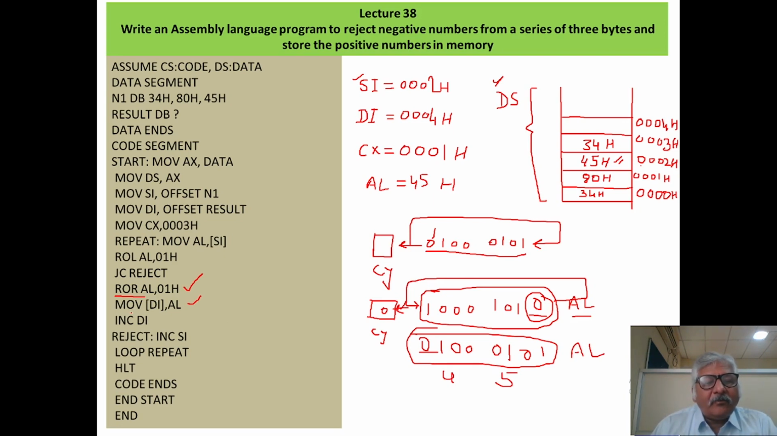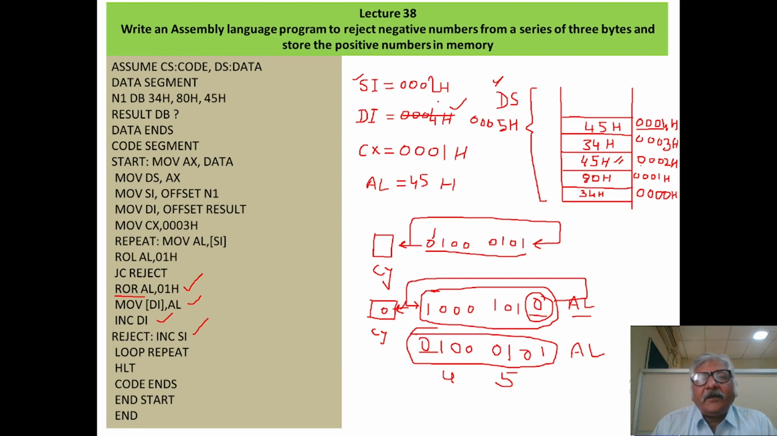So next instruction, MOV [DI], AL. So the content of AL will be loaded in the memory whose address is defined by DI. In DI what we have is 0004, this offset address. At this offset address we are having the number 45H. This is my second positive number. So out of three numbers we have found that 34H and 45H are positive numbers. Okay, after this the next instruction is INC DI. So DI will become now 0005H.